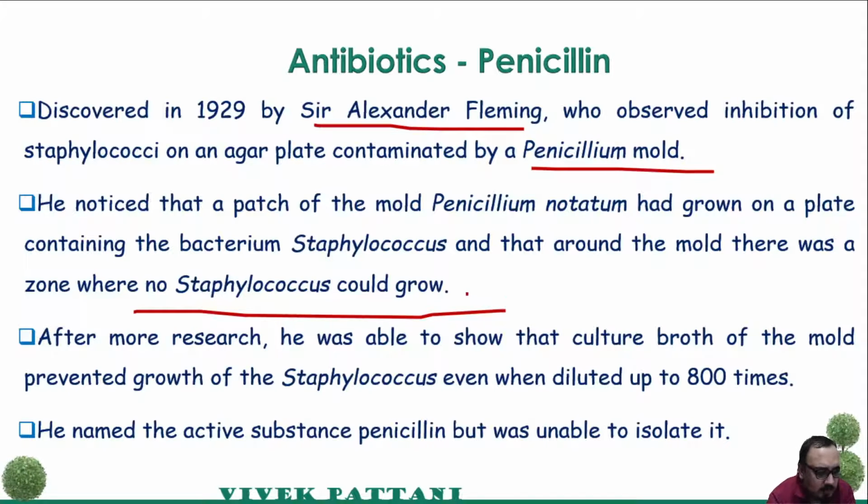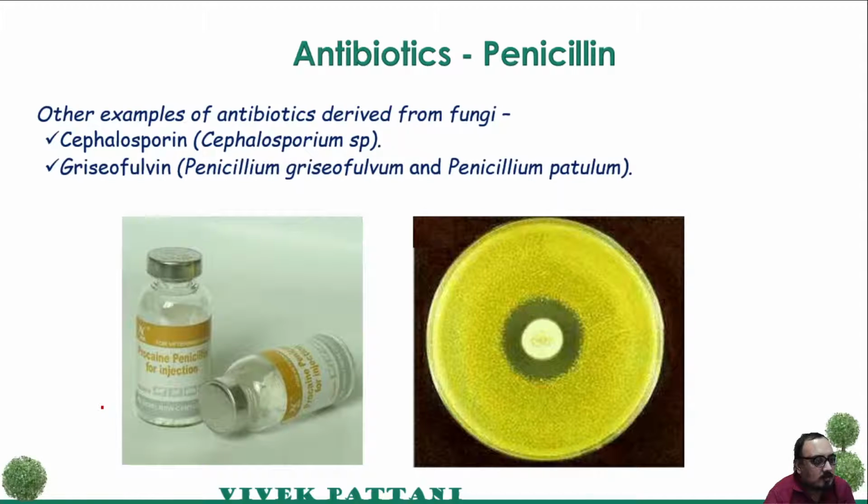After more research, he was able to show that the culture growth of the mold prevented the growth of Staphylococcus even when diluted 800 times. He named the active substance penicillin, but still he was not able to isolate it. Other examples derived from fungi are cephalosporin from the Cephalosporium species, and griseofulvin from Penicillium griseofulvum and Penicillium patulum.